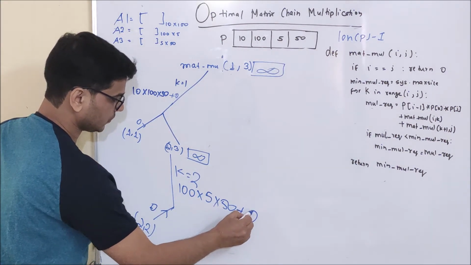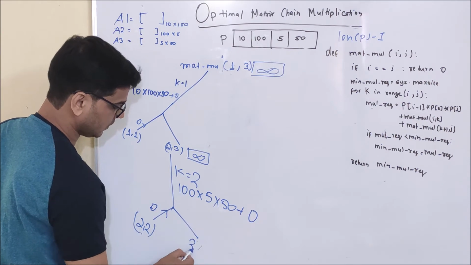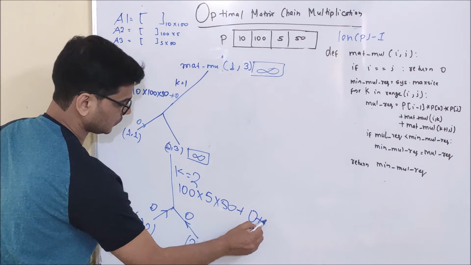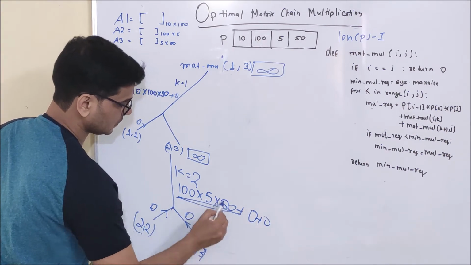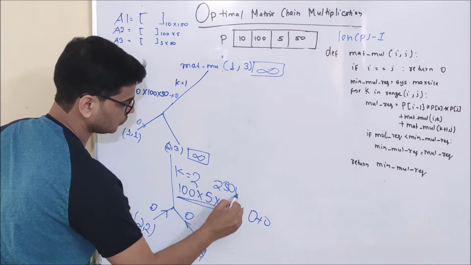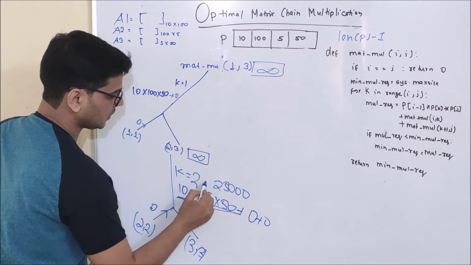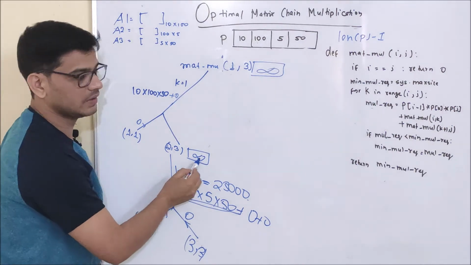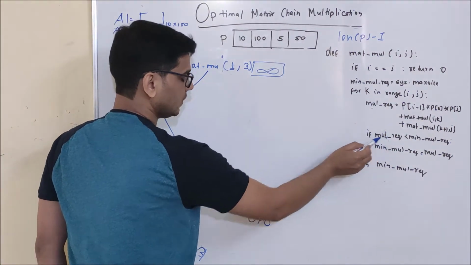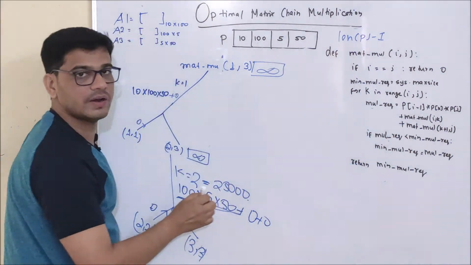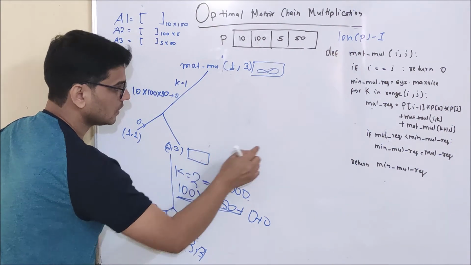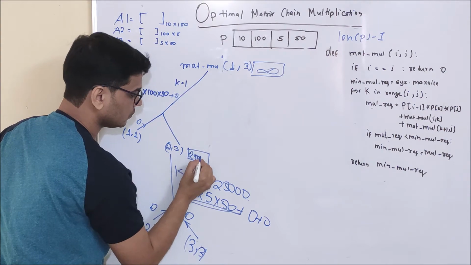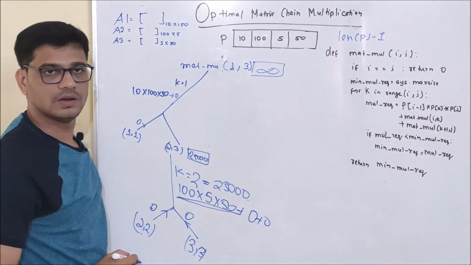So the left side is 0. Now it will call the right side, that is 3, 3, and from here also 0 will be returned. So how much is this? This is 25000. That is, multiplication required is 25000. And here I have infinity. So you can see multiplication required is smaller than min multiplication required. So this line will execute and 25000 will be updated here.